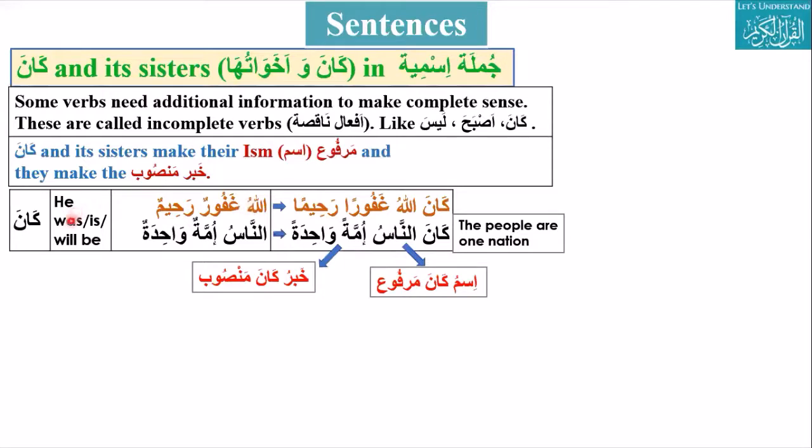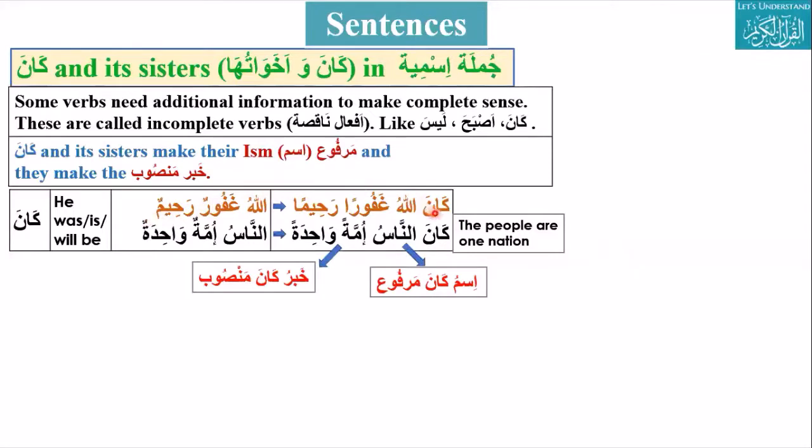So these are the examples. Like Kana means he was, he is, he will be. Actually, it means he was, but when we use it for Allah subhanahu wa ta'ala, it can be used as he is always. Kana, he is always. So the Jumla Ismiya is Allahu Ghafurun Rahimun. It means Allah is most forgiving, most merciful. So Allah here is Mubtada, Ghafurun is Khabar, Rahimun is second Khabar.